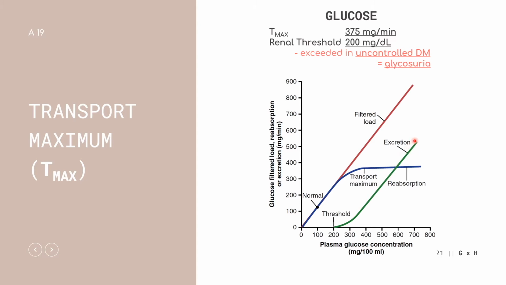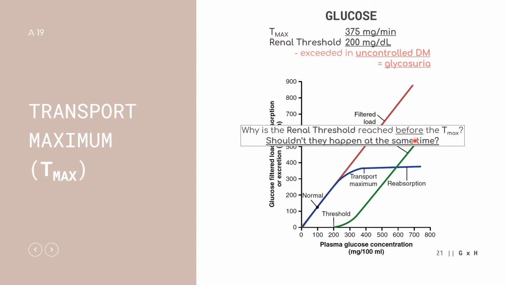In patients with uncontrolled diabetes mellitus, the renal threshold is reached, thus causing glycosuria. The question now is, why is the renal threshold reached before the Tmax? Shouldn't they happen at the same time? The answer is no. Remember, there are different kinds of nephrons. Glucose's Tmax is merely the average and representative of all nephrons, not each nephron in the kidneys. Thus, some nephrons with a lower individual Tmax begin excreting glucose before others.